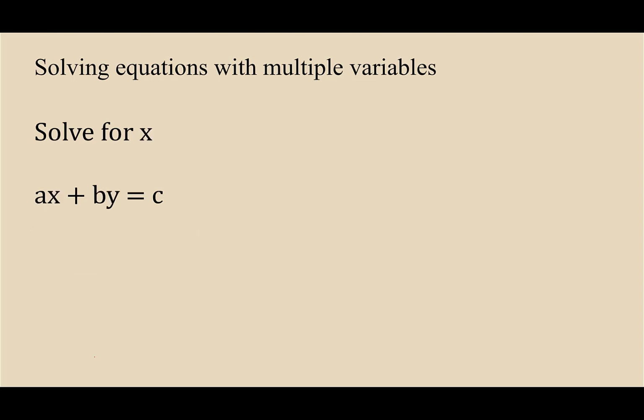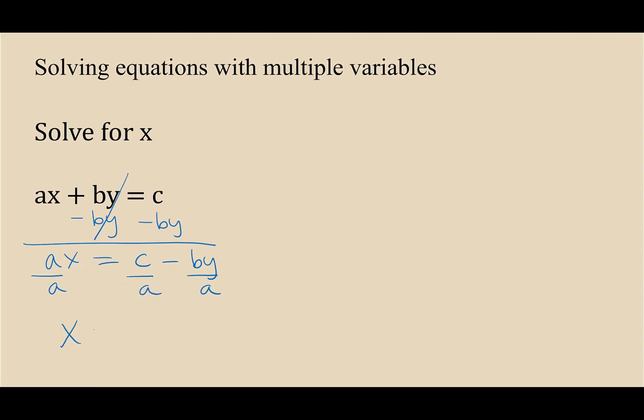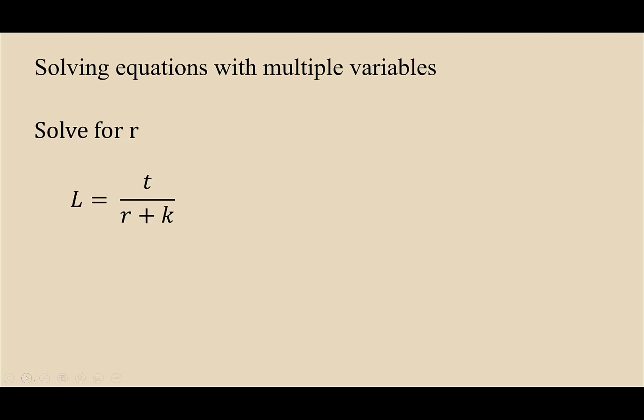The next example says solve for x. The equation is ax plus by equals c. The first thing we'll do is subtract the entire by term from both sides. That leaves us with ax equals c minus by, and then divide every term by a to get a final answer of x equals c over a minus by over a. You could also write this together in one fraction because a is a common denominator, so it could be c minus by over a.